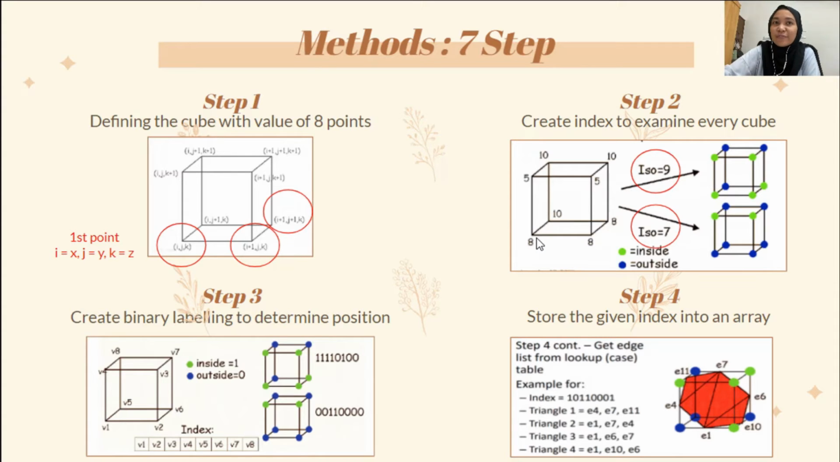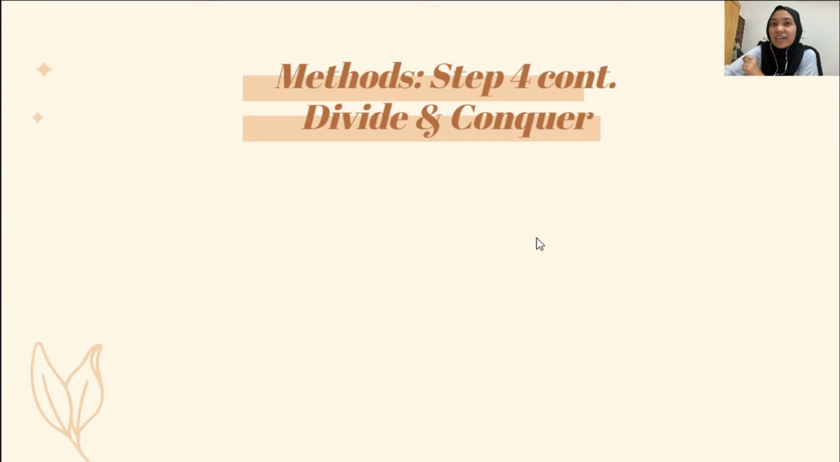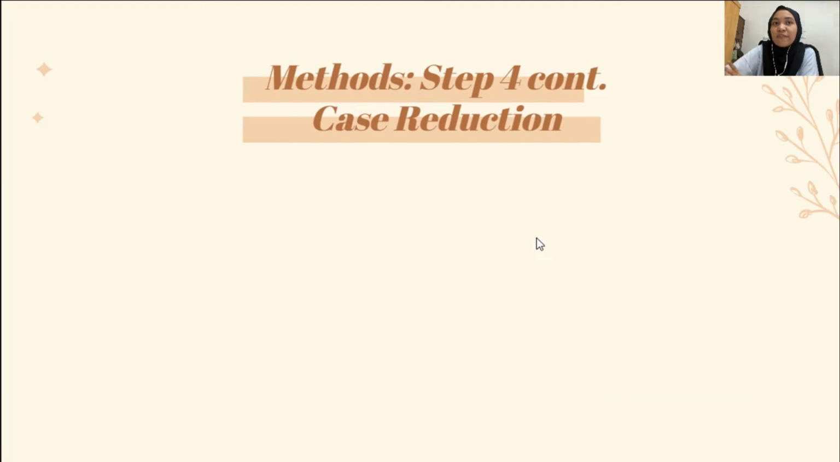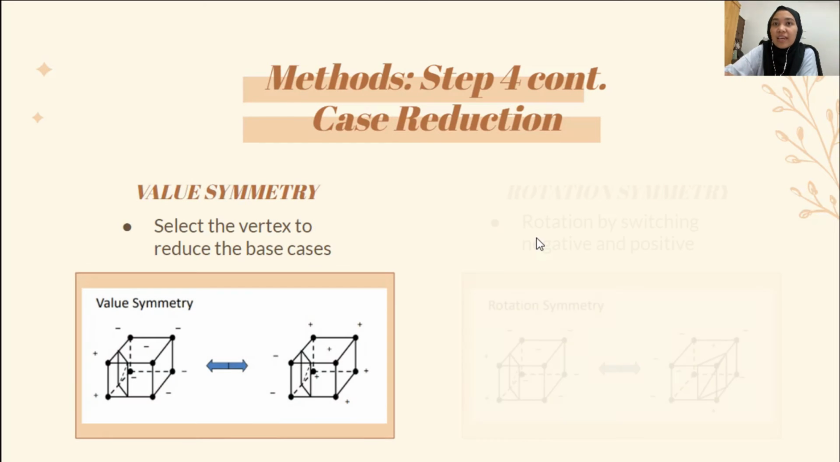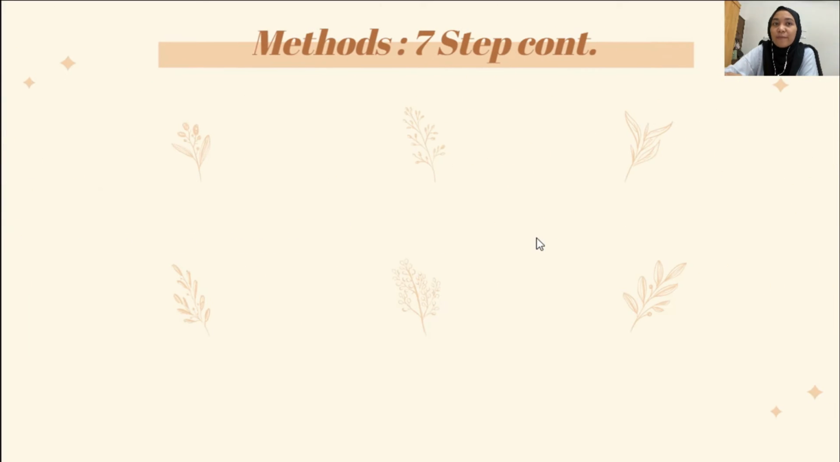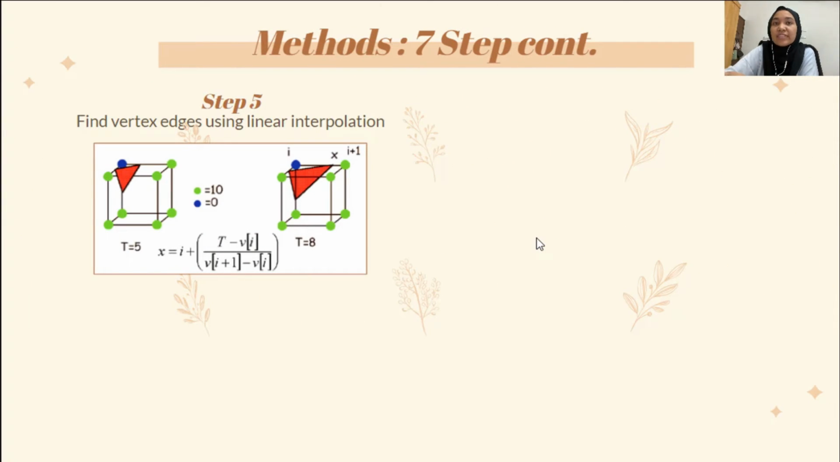So how do we identify the reduction techniques? It is by using divide and conquer. So from the third step, we have determined the inside and outside of the object. Then the triangle is used to divide the cube, which is combined as one plane. So next we have case reduction, which is value symmetry, and rotation symmetry that will perform the rotation to switch the inside and outside by switching the negative and positive position. So step 5, we need to find the vertex along edges using a linear interpolation.